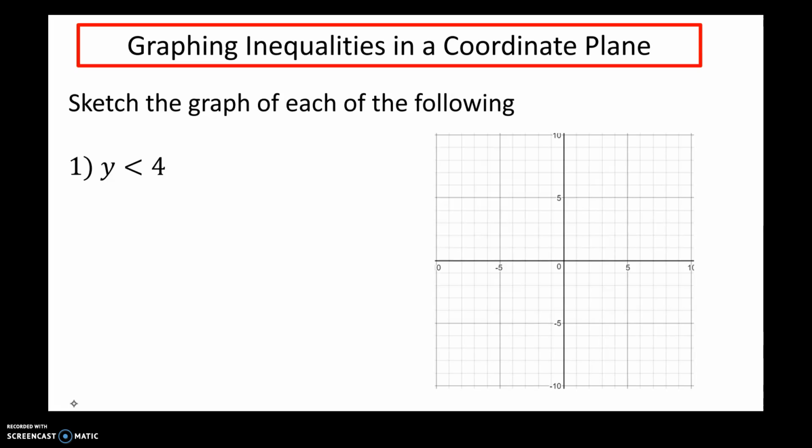Okay, next one, y is less than 4. So think about what the graph of the line would be. y is equal to 4. That's a horizontal line through y is equal to 4. From the original, y cannot equal 4, so this would be a dotted boundary line.